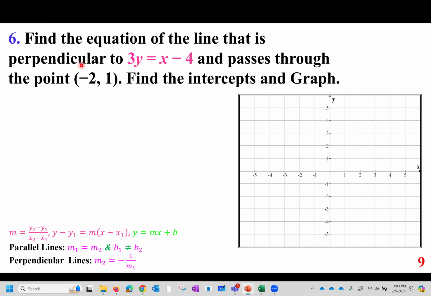Find the equation of a line that is perpendicular to 3y equals x minus 4 and passes through the point (-2, 1). Find the intercepts and graph.